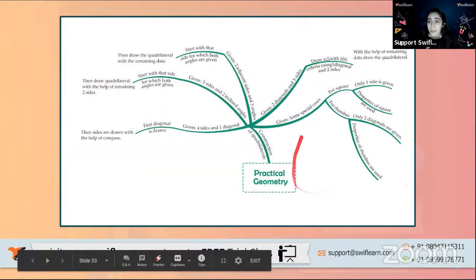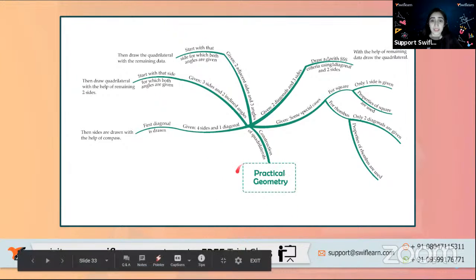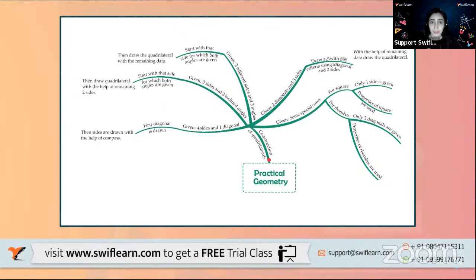Now, this is the map which I was talking about in the starting of the class. I told you that I'll give you a map that will solve all the questions and you will not have any doubt. So these are the key steps that will make the work easy for you. All right, so let's go ahead. The practical geometry we are doing is the construction of a quadrilateral. So how do you construct a quadrilateral?